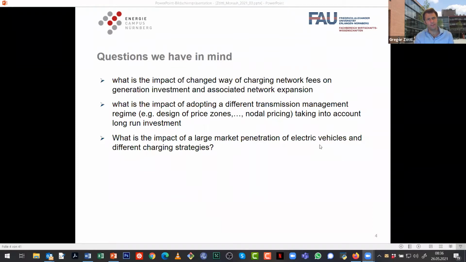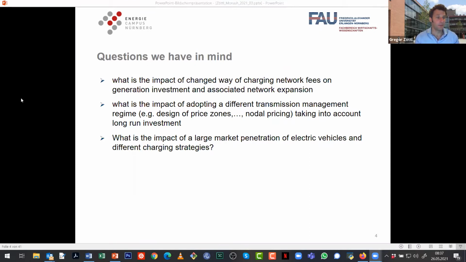But what are the main questions we have in mind with our agenda? So what impact do, in a zonal electricity regime, I guess it's somehow similar to what we have in Australia, but still there's a lot of differences, how to charge network fees on generation investment, and what is the impact on generation investment placement and the network expansion?